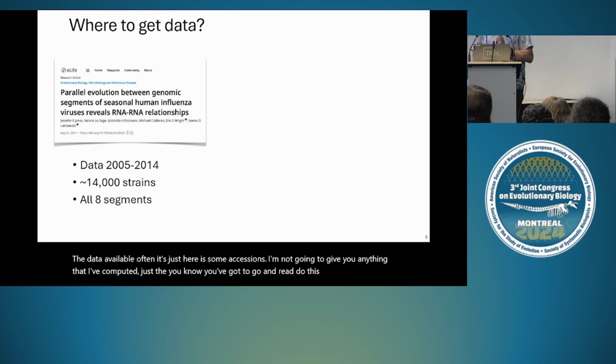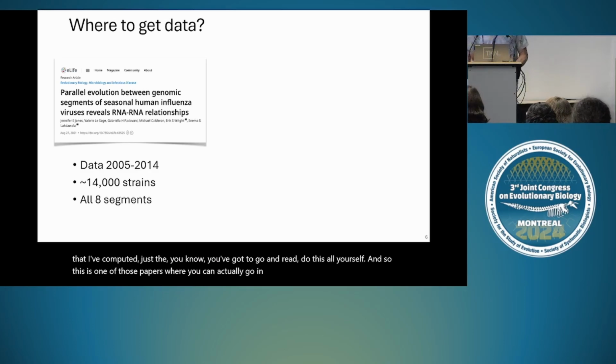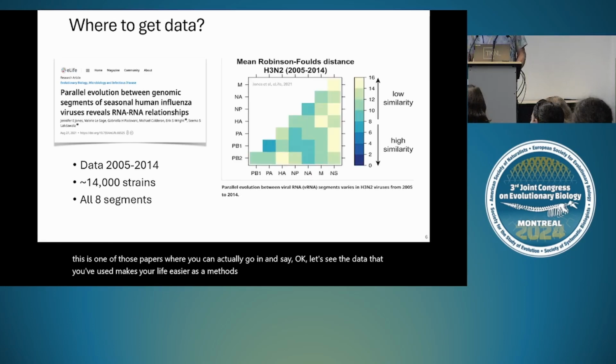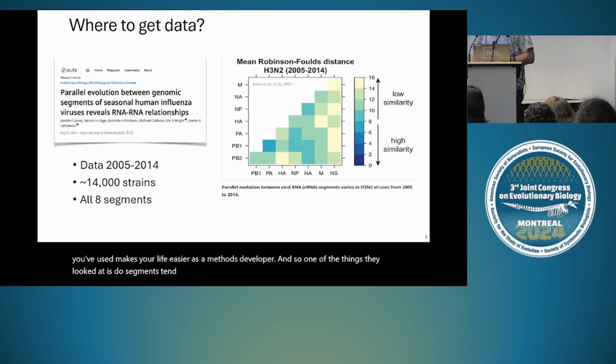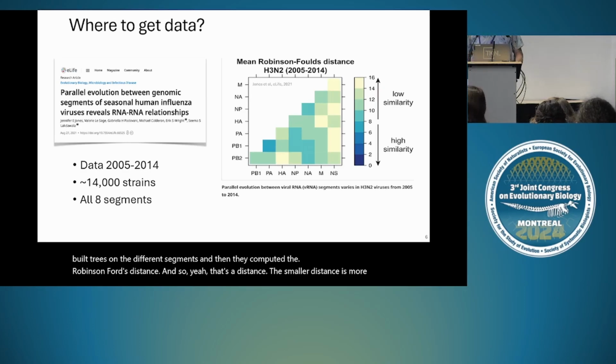And so this is one of those papers where you can actually go in and say, okay, let's see the data that you've used. Makes your life easier as a methods developer. And so one of the things they looked at is, do segments tend to travel together through reassortment? To do this, they built trees on the different segments, and then they computed the Robinson-Foulds distance. And so, yeah, that's a distance. The smaller the distance is, the more similar the topologies are.